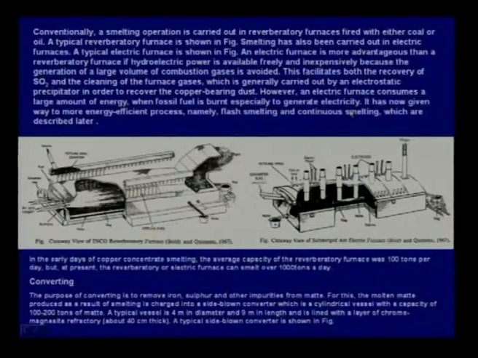Now, both of these have given way to flash smelting and continuous smelting operations, which I will discuss a little later. In the early days of copper concentrate smelting, the average capacity of the reverberatory furnace was only 100 tons per day, but at present it has gone to almost 10 times that much, 1000 tons per day. Now, when a reactor becomes bigger, then relatively energy losses would be lower. So, it will be more energy efficient.